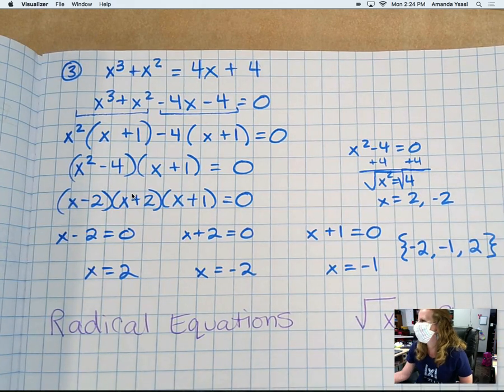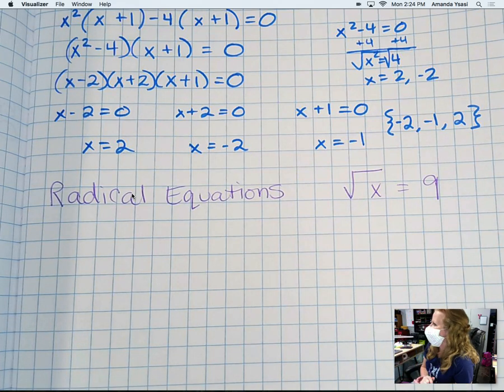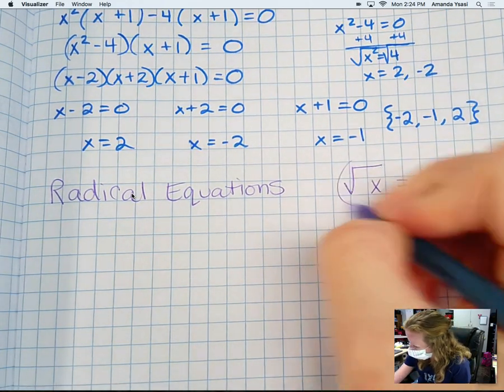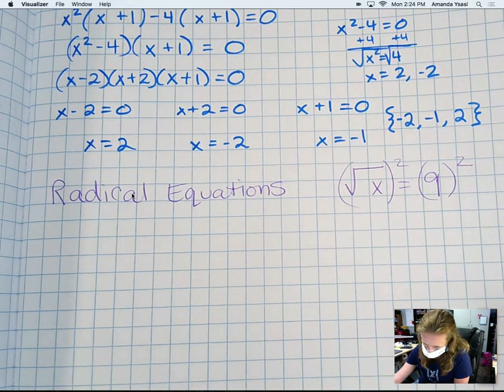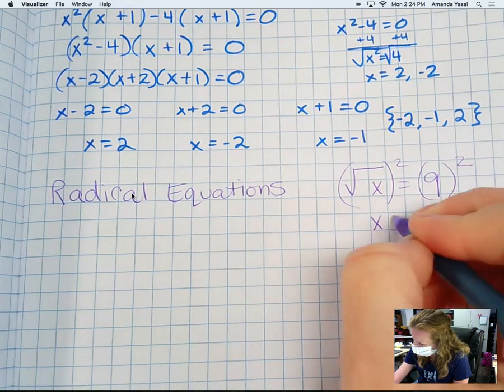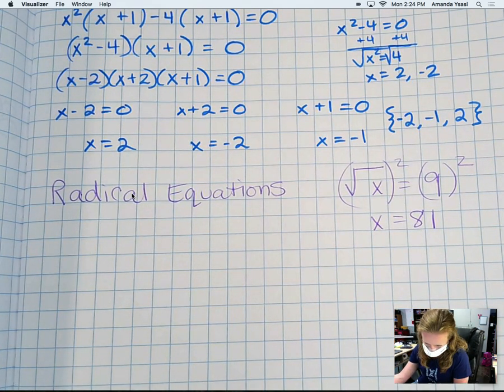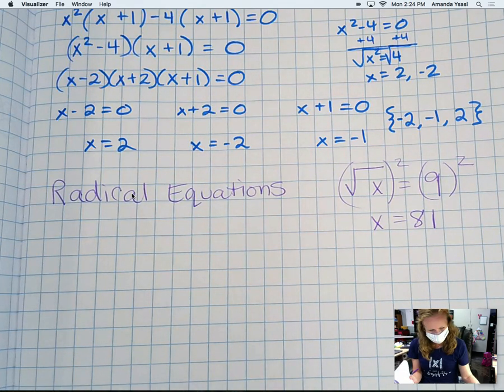Okay, so square root of x equals 9. So that would be a radical equation. We want to solve for x. So you're always doing inverse operations. So we have square root. So in order to get rid of the square root, we're going to square both sides. And we get that x equals 81. Okay, so that would be dealing with the radical.